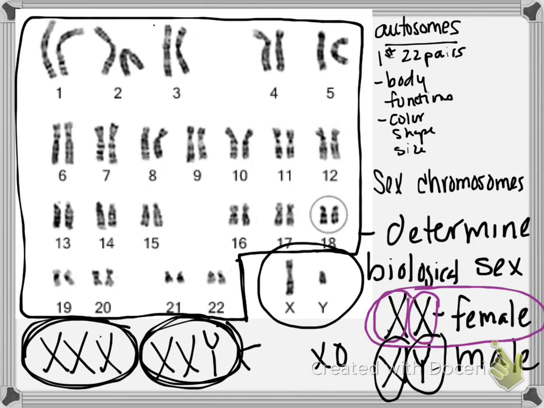XO, I can't remember if that's Turner's or Klinefelter's. That's another one where there are physical characteristics. There's typically some mental retardation that goes with it. We're just saying them in one order. That doesn't matter. Whether it's XY or YX, it doesn't matter. You've got one of each. So that part doesn't matter.